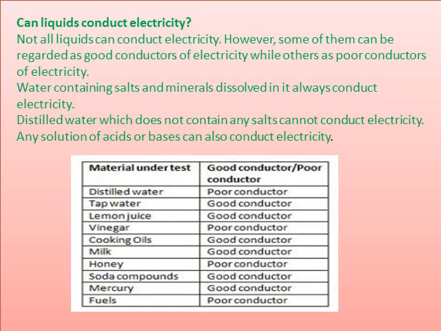Some materials are taken here and tested for their conductivity. After the test, the list is given here in tabular form, and you can see that tap water, lemon juice, cooking oils, milk and soda compounds are found to be good conductors, whereas the other liquids are poor conductors. You can test it with a tester, which we are going to see later.